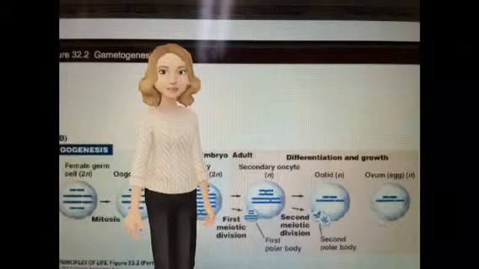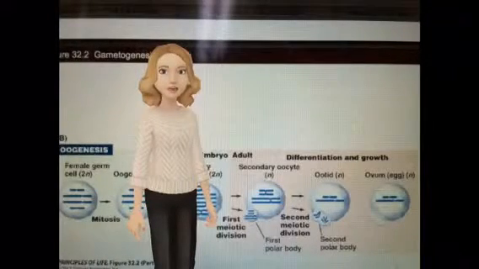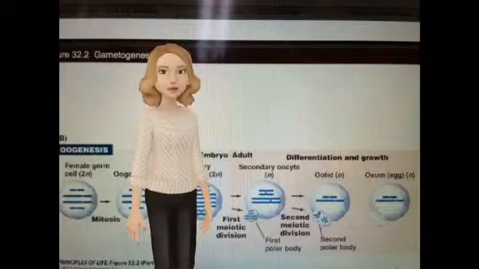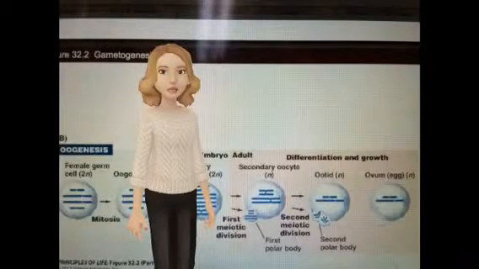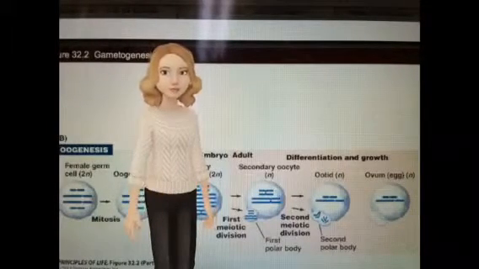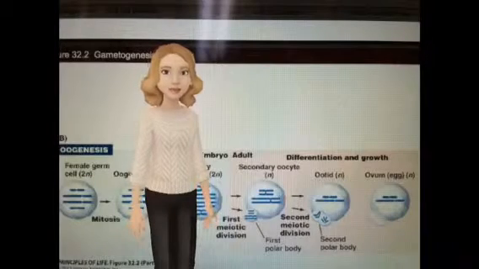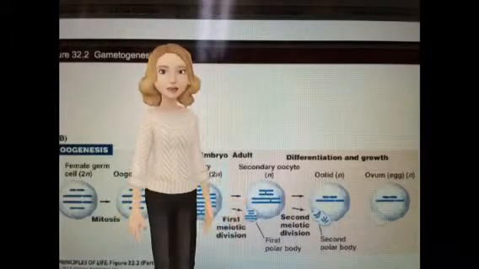When oogenesis is complete, female gametes will have been produced. This leaves the products of oogenesis to wait until fertilization occurs, or in other words, until the sperm produced by spermatogenesis fuses with the female gametes' egg cells.